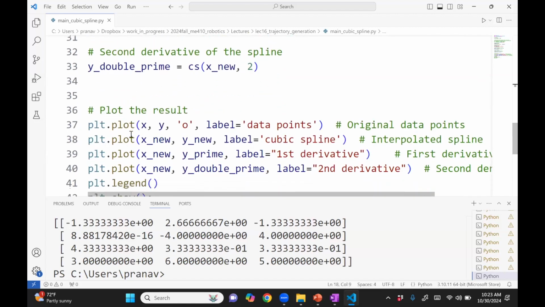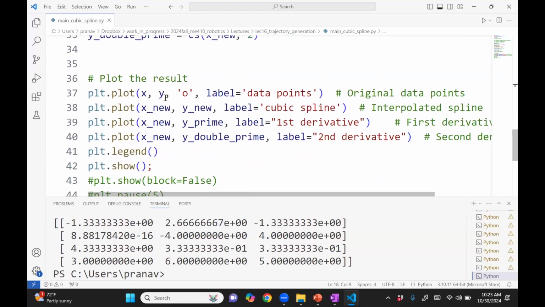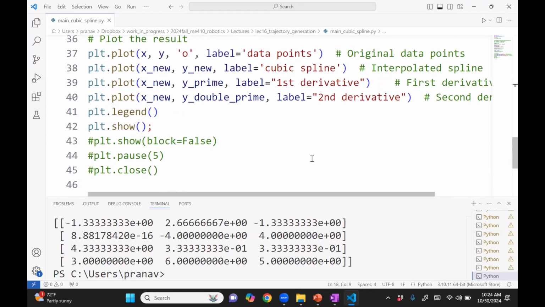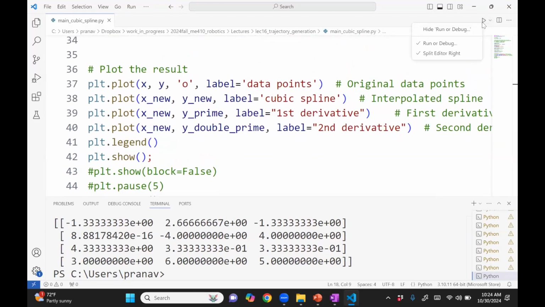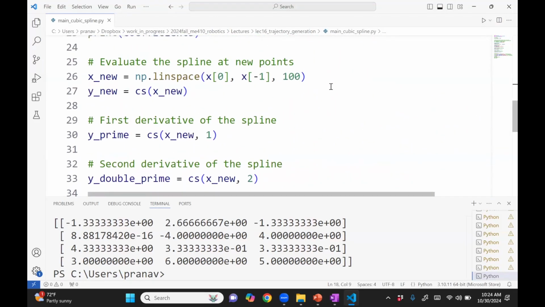So you get that. What I've attempted to do here is show you the data as O's, show you what the spline looks like. That's the position curve. Then I took the first derivative and the second derivative, and I think the legend will make it clear. So let's just run this. This is for the natural spline.